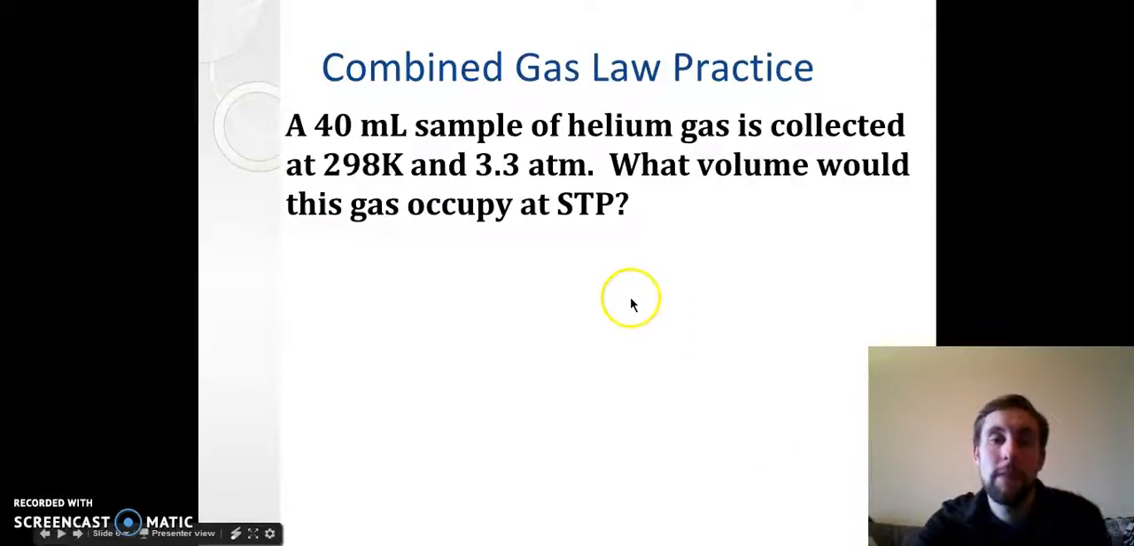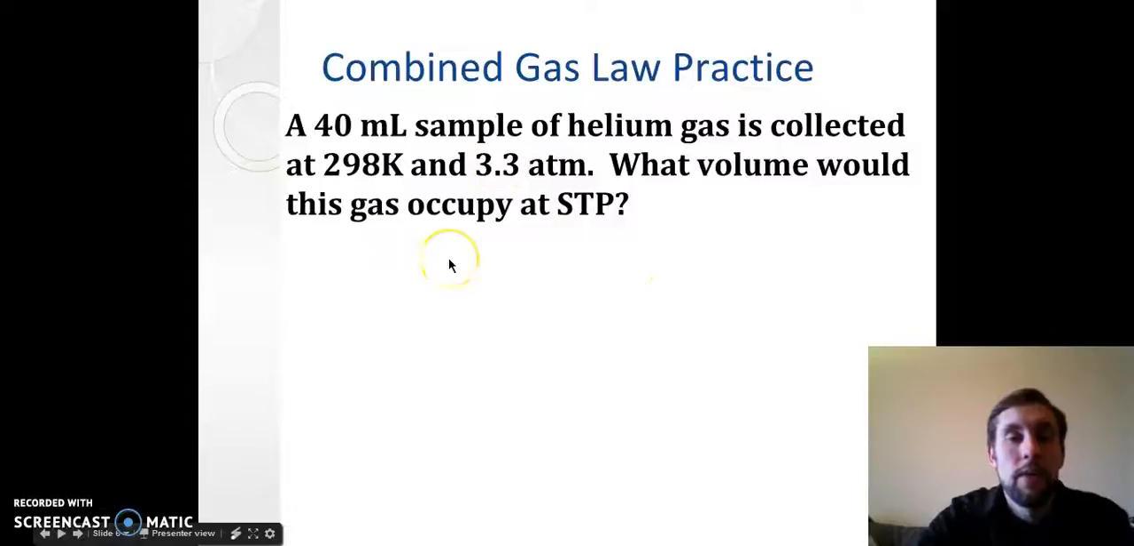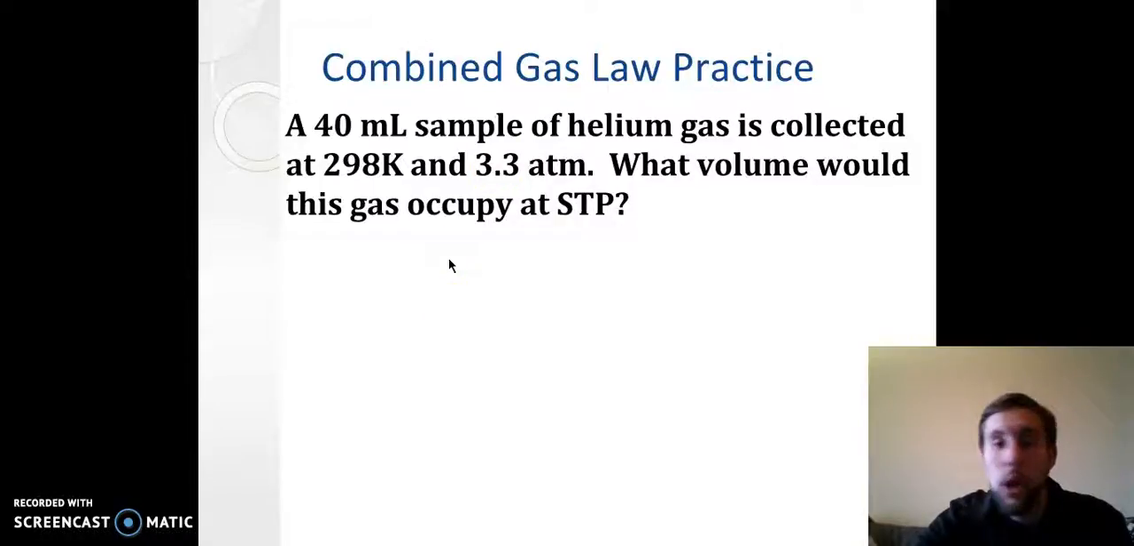Alright, combined gas law practice. Now, for most people, the trickiest thing is trying to break down which of the 5 we have, and which of the sixth one we are missing. So a 40 milliliter sample of helium gas is collected at 298 Kelvin. It's in Kelvin, so we're good there. And 3.3 atmospheres. What volume would this gas occupy at standard temperature and pressure?